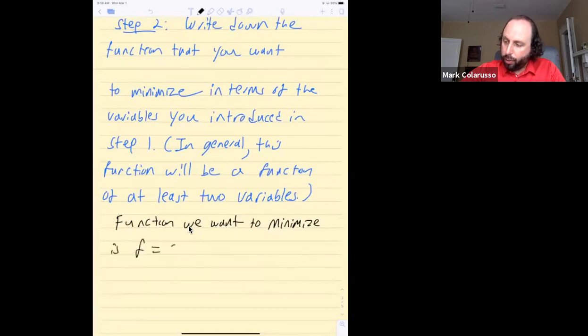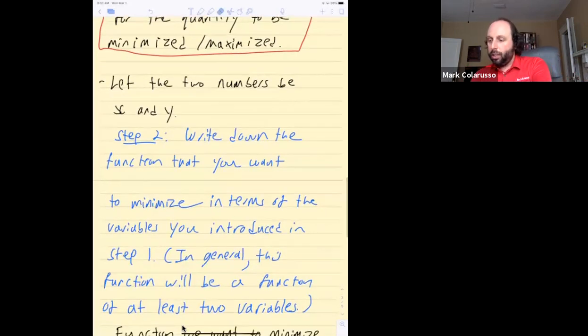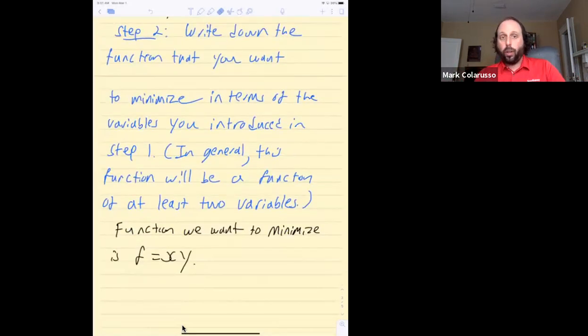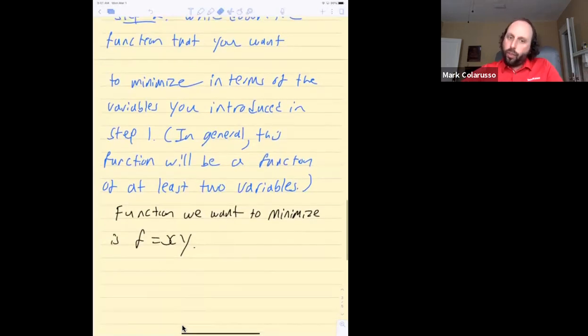F is equal to the product of the two numbers x and y, right? So those are the two numbers we introduced, and that's what we want to minimize. The quantity we want to minimize is x times y. Now, this is a function of two variables. We don't know the calculus of functions of two variables, that's Calc 3. It's a very, very difficult thing.